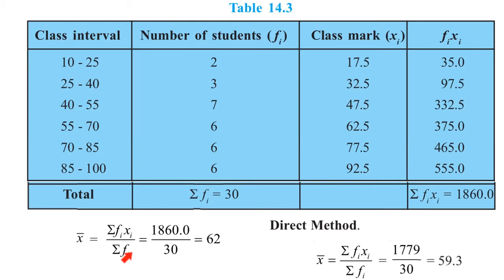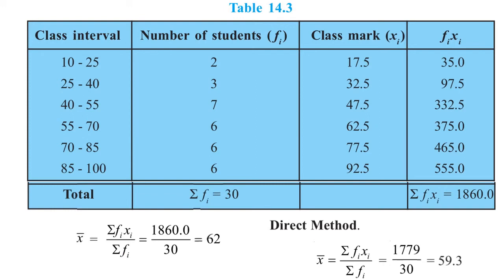Why is this so? And which one is more accurate? The difference in the two values is because of the midpoint assumption in this table 14.3. 59.3 is the exact mean, while 62 is an approximate mean.